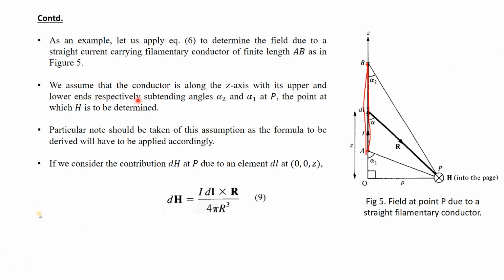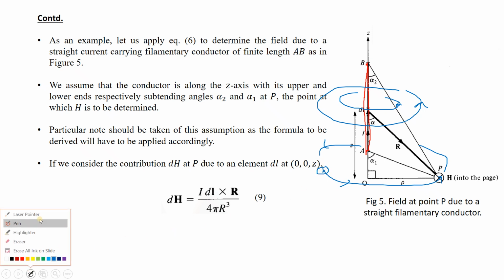We assume that the conductor is along the z-axis with its upper and lower ends respectively subtending angles alpha 1 and alpha 2 at P, the point at which H will be determined. So suppose H is at a point somewhere over here. We know that a magnetic field is created circling like this. Since it is entering, it is a cross, and somewhere over here there will be a dot which is coming out. This is the convention.